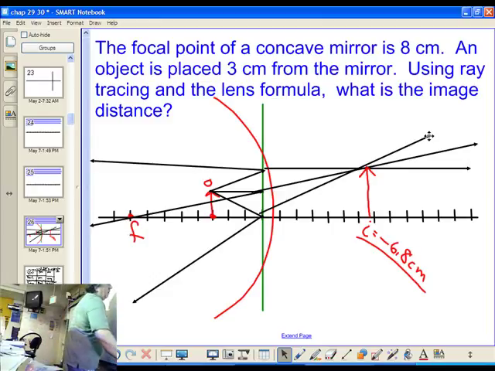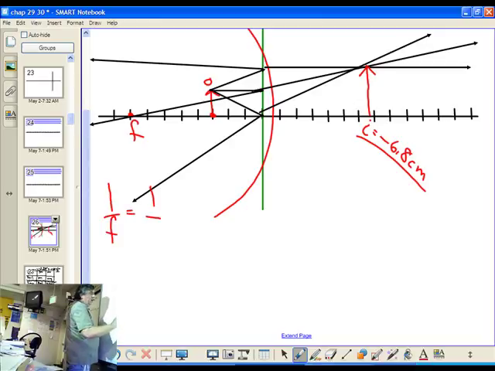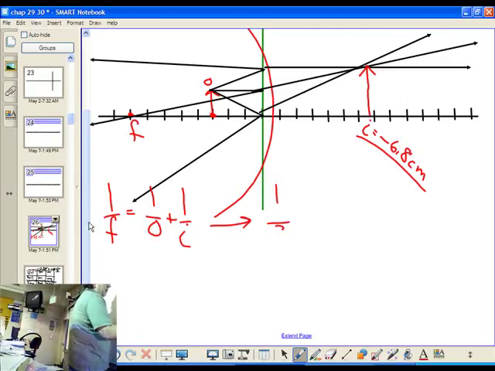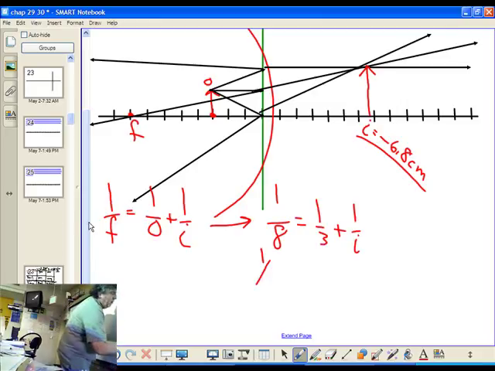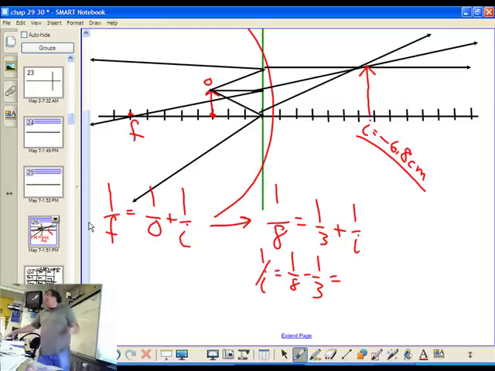So let's look at our formula here. We do it by formula. I get 1 over F is 1 over the object plus 1 over I. In your lab, you had O and I, but this time we have the focal point. So we get 1 over 8 equals 1 over 3 plus 1 over I. So 1 over I is going to be 1/8 minus 1/3. And I think right away we can see this is going to come out negative, because 1/3 is bigger than 1/8.